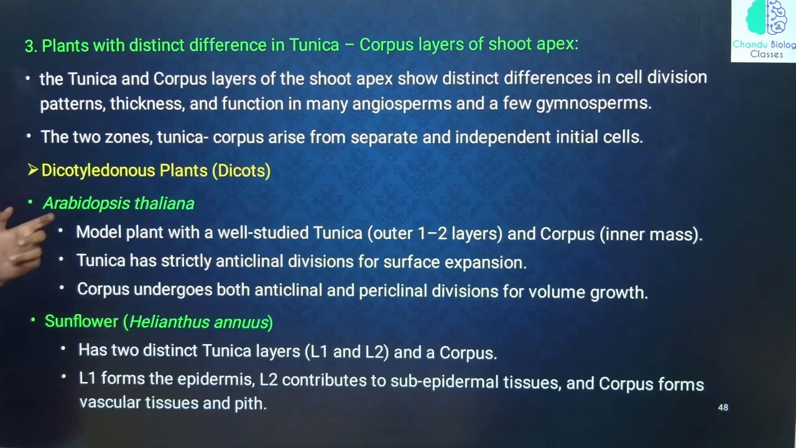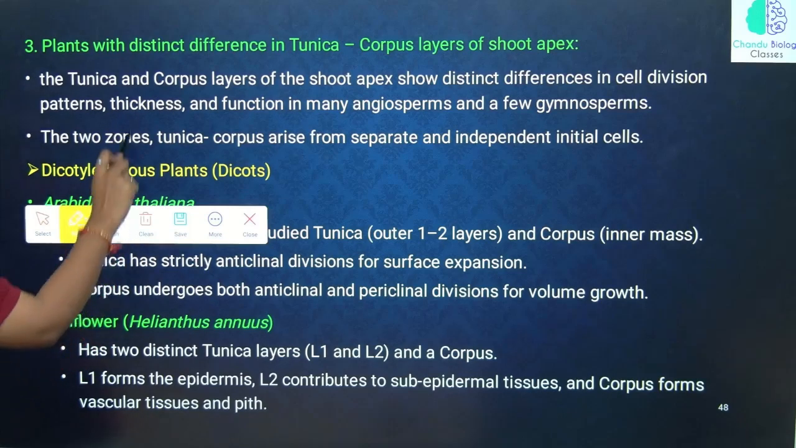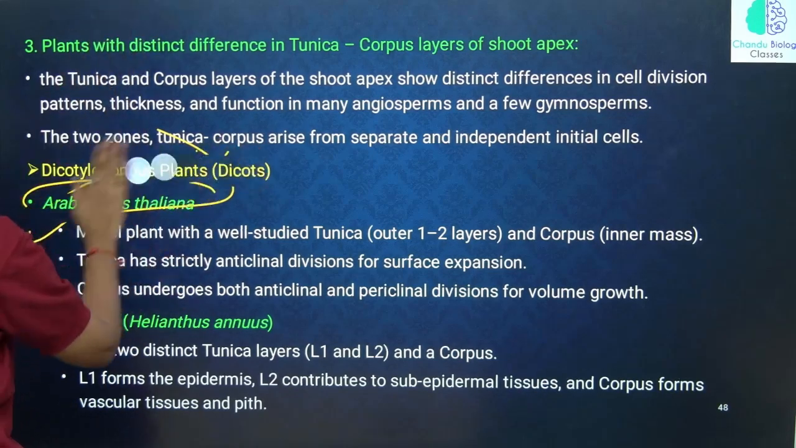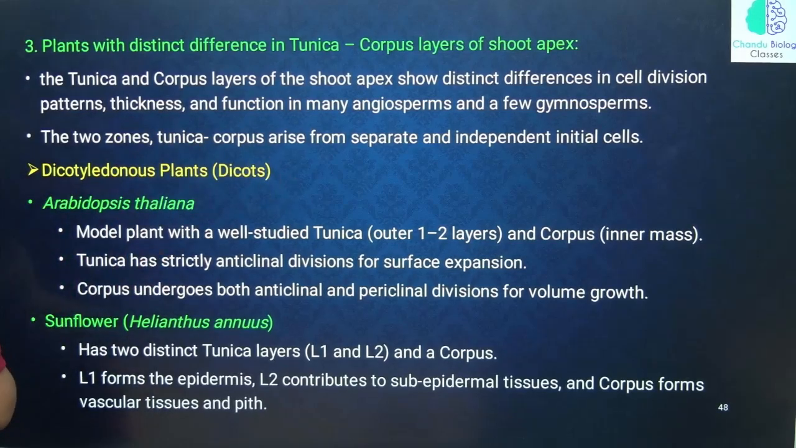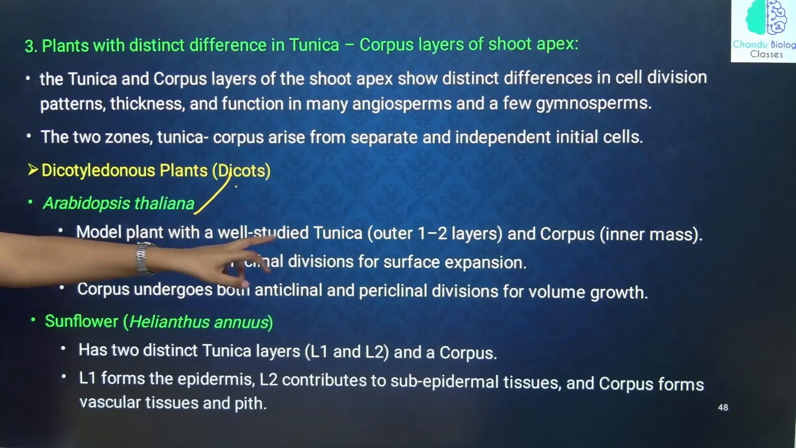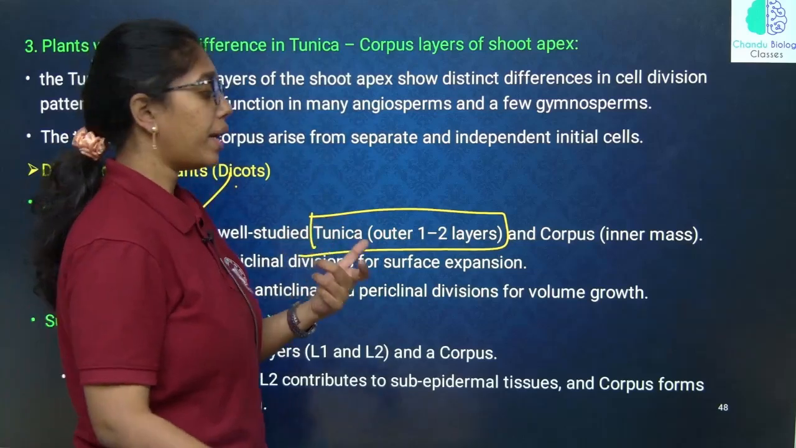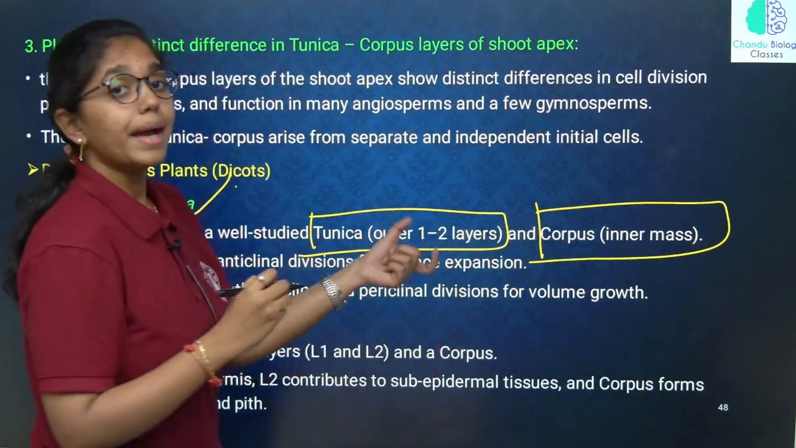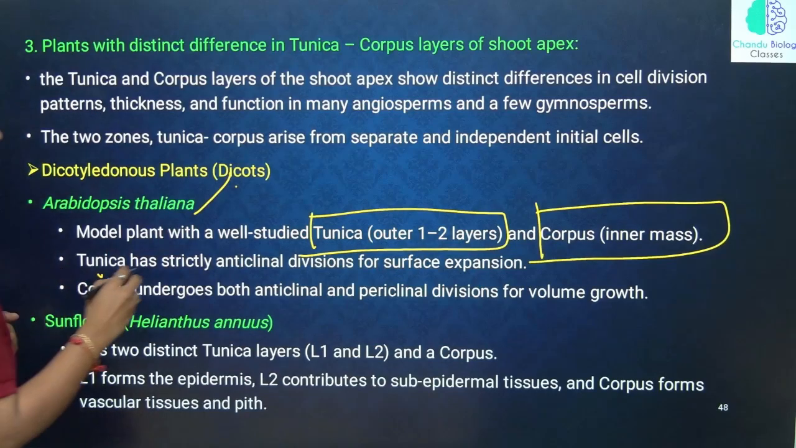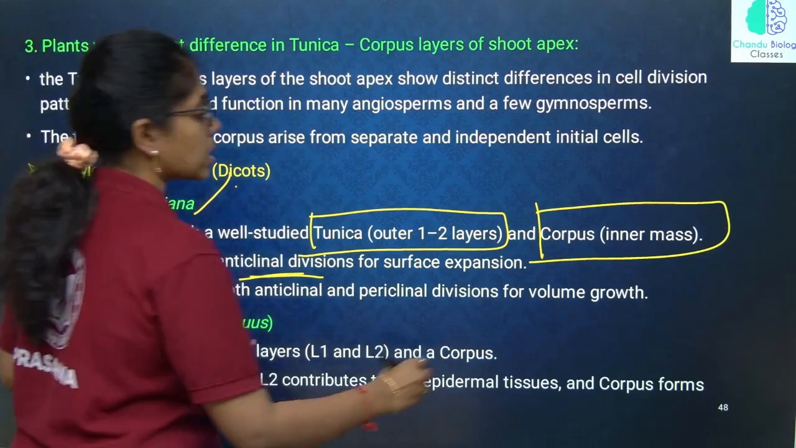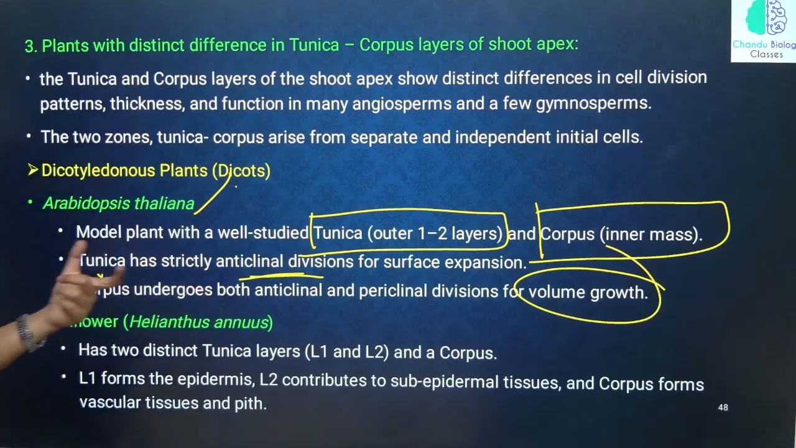Third is Tunica-corpus layers, they will show distinct difference in dicotyledons. For example, Arabidopsis thaliana, wherein the outer tunica is 1 to 2 layered, and inner corpus forms the inner mass of the cells. Tunica strictly is conducting anticlinal divisions for surface expansion. Corpus, of course, is conducting two types of divisions and helping in volume growth.